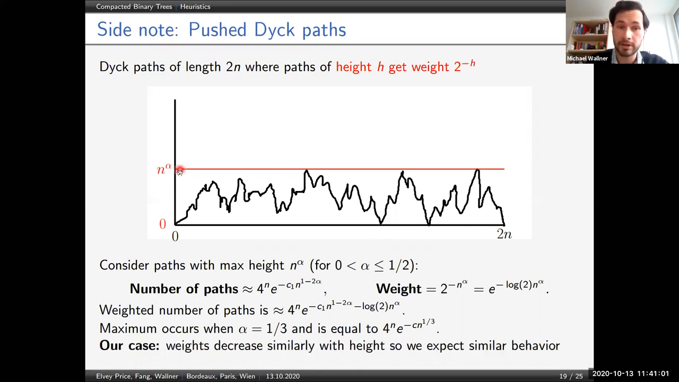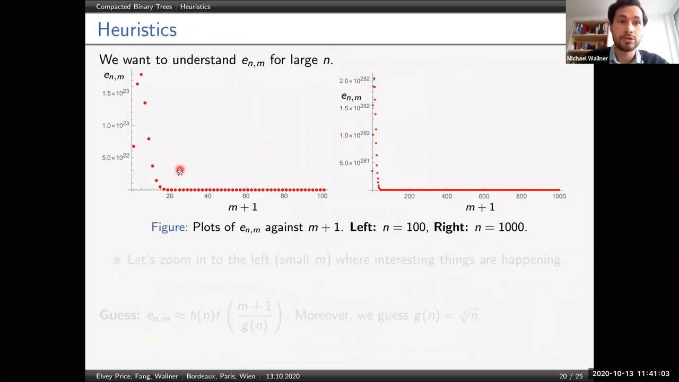And it's very similar in our case. So let's do a bit of heuristics. Let's show big numbers, where things happen. So what we were interested in was this E and M. So let's plot some of these numbers here. What I show here is the sequence I've shown before for large N and several different M's. So length 100 on the left and length 1000 on the right.